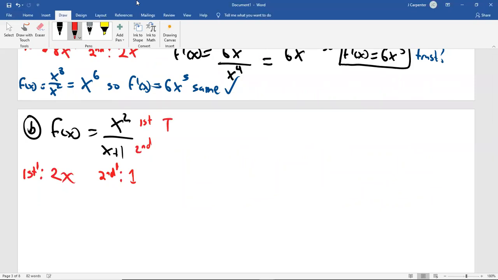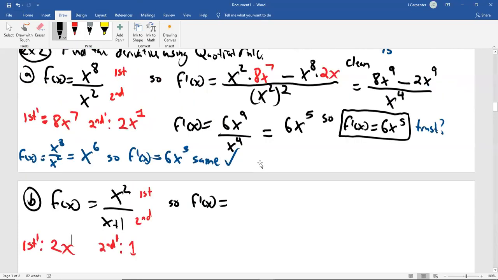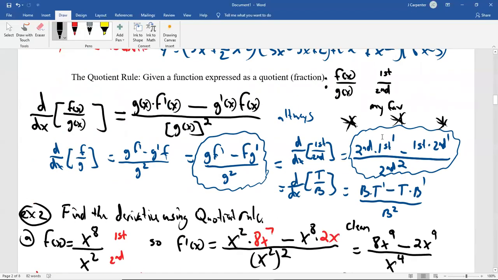And again, you could have been labeling these as T, B, T prime, and B prime. Nobody cares. It's all about understanding the formula, memorizing the formula, putting things in the right place. I just don't want to clutter my screen too much. So that tells us f prime of x, the derivative of this original function. If you forgot the rule, here it is. Again, I like this version. All the black and blue versions work, no matter what you're calling them, how you're labeling them, the order you do things.